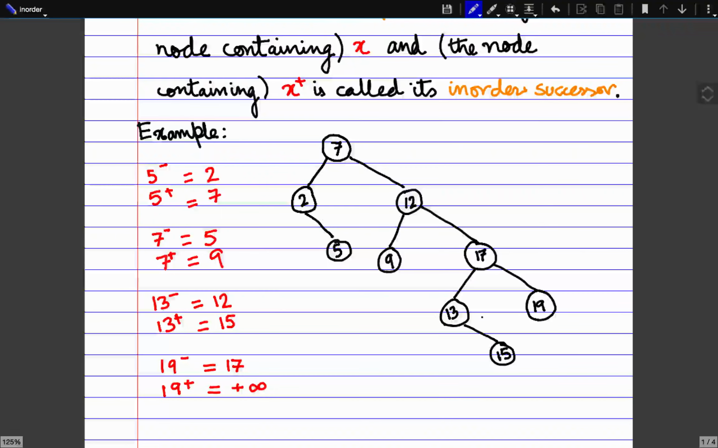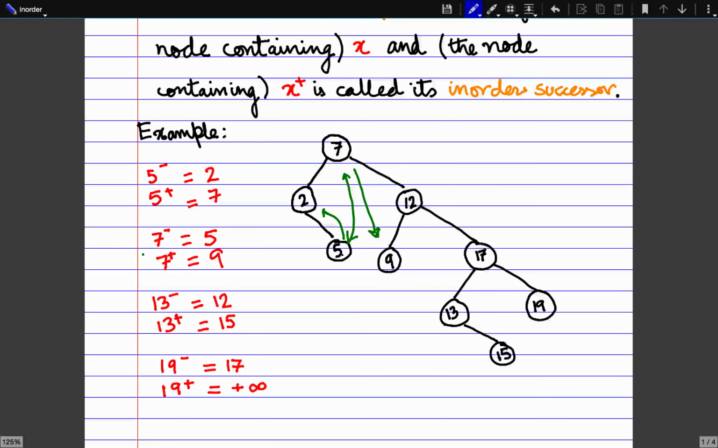So here's an example of a binary search tree, and we can see in this particular example that 5 minus, that is the in-order predecessor of 5, is 2 and the in-order successor of 5 is 7. Right, if we take the example of 7, then we see that the in-order predecessor of 7 is 5 and the in-order successor of 7 is 9. That's over here. We see that these are two different cases here.